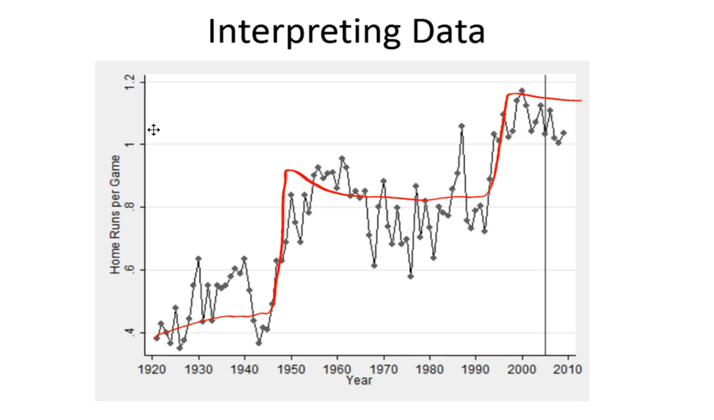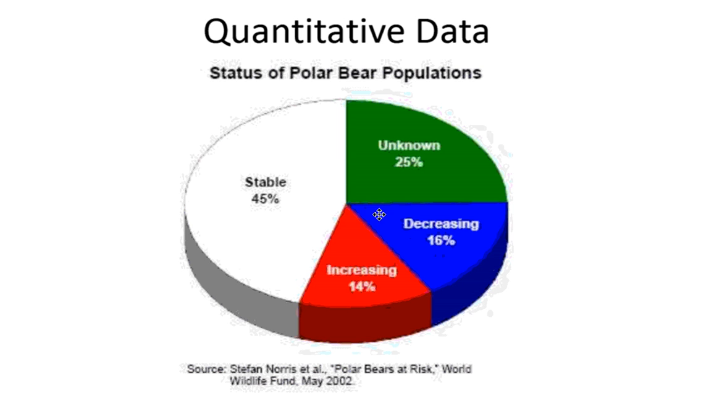We can interpret this data. It means something. Well, what's happening around here? This is the beginning of the live ball era. What's happening around here? Well, steroids. More home runs are going to be hit. And so we can interpret that data based on things that we know. You could look at a graph like this, and you could interpret that data to say, well, perhaps 45 are stable and 16 are decreasing, and maybe this is a cause of global warming or something like that. And so this is a little bit more subjective.